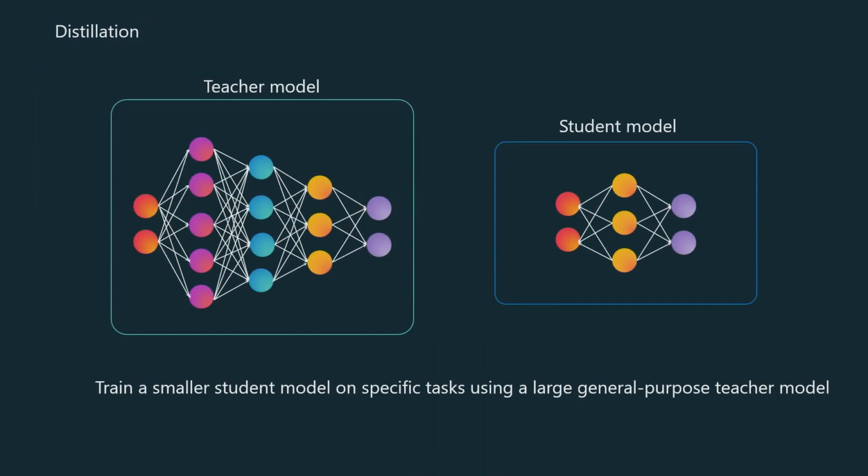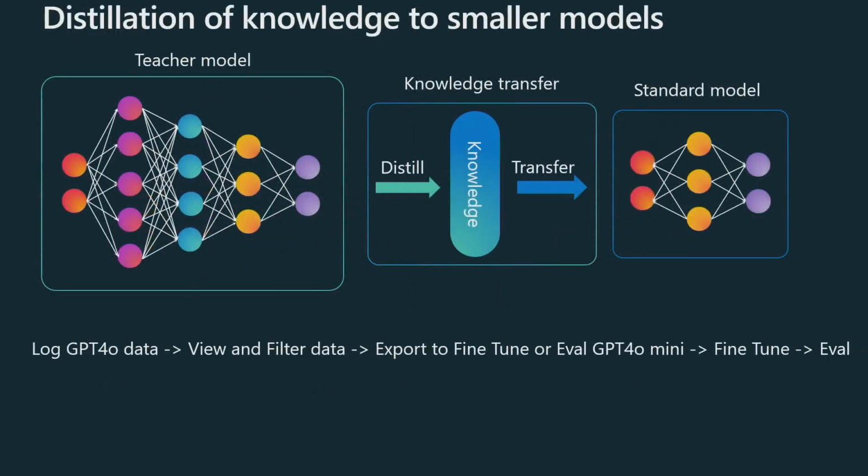So we talked about distillation in the beginning. Distillation, as we said, is a way of training a smaller student model to try and mimic and learn from a general purpose teacher model, which is much bigger. Obviously, the advantage here is cost. And we've made it easier now to do this on Azure OpenAI and on open source models as well, where you log your GPT-4o data, called stored completions. Then you look at the data, evaluate it, filter it, and potentially export it to either the fine-tuning process or the evaluation process, so we can go back and iterate. And then you can finally fine-tune using that data, and then you eval.